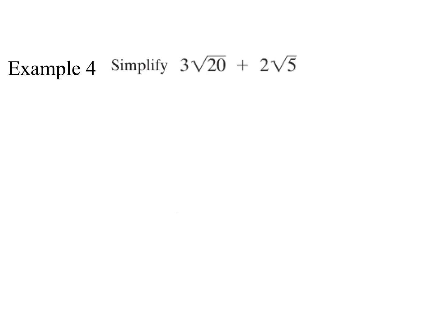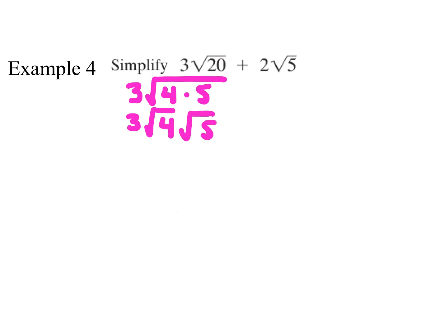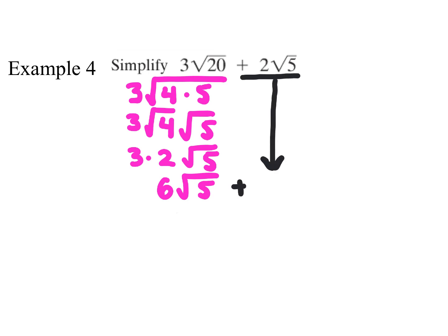For the next example, I want to go through the same process of first simplifying the radical. So 3 root 20 can simplify because the largest perfect square that divides into 20 is 4. So I can rewrite it as 3 radical 20, which becomes 4 times 5, becomes 3 radical 4 radical 5. The radical 4 becomes 2, so I have 3 times 2 radical 5, and 3 times 2 is 6. So I have 6 radical 5. And then I can transfer down the other part of the expression and simplify. So it becomes plus 2 radical 5.